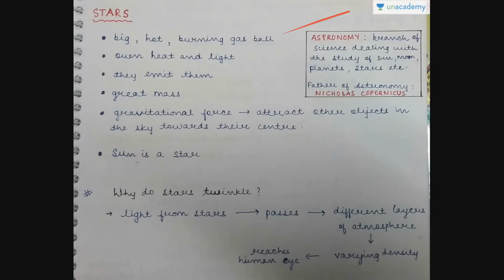Now this is a small input. What is astronomy? This is a branch of science that deals with the study of sun, moon, stars, planets, etc. And who is known as the father of astronomy? Nicholas Copernicus. Very important question, like a 1 mark question. It can be asked in any of the exams as an MCQ.